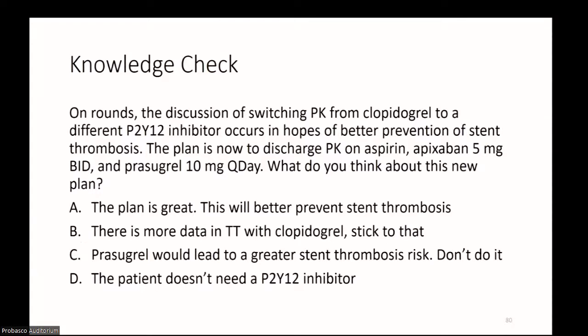This plan is great. It will prevent stent thrombosis. There is more data in triple therapy with clopidogrel. We should stick with that. Prasugrel would lead to greater stent thrombosis risk. Don't do it. And maybe the patient doesn't need a P2Y12 inhibitor. Yes, got it right.